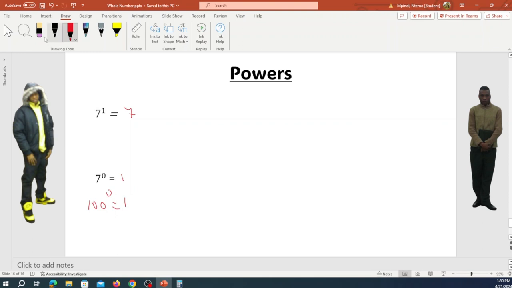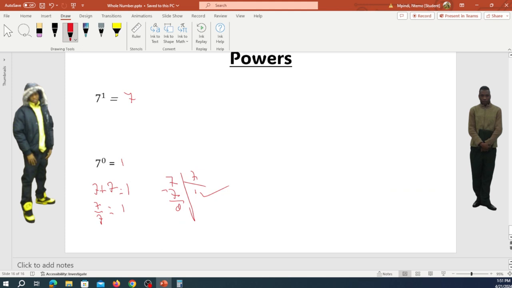So I'm gonna go back here a little bit in case you don't get it. You see, this is 7. It's similar like this. It's like 7 divided by 7 equals what? 1. It's like 7 divided by 7 equals 1. Here, 1 times 7 equals 7, minus. So the answer is 1. Okay? So don't get confused.